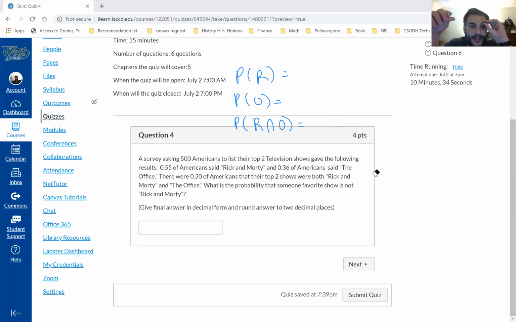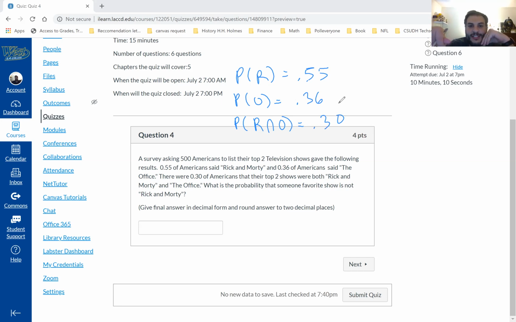All right. If you look at this one, it's exactly the same thing. The only difference is the numbers are slightly different. We have 0.55 are Rick and Morty, 0.36 are The Office, and they say 0.30 watch both of these shows.